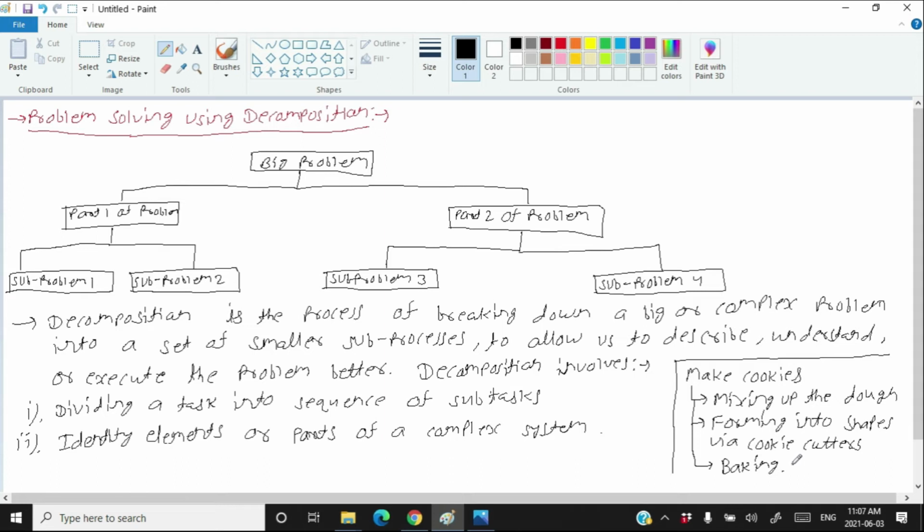You are not now thinking about making the cookies, but you are thinking about mixing up the dough. You are thinking about cutting the dough into the proper shape, and you are thinking about baking. This is the problem decomposition. There are few more examples written in your book. You can go through them.